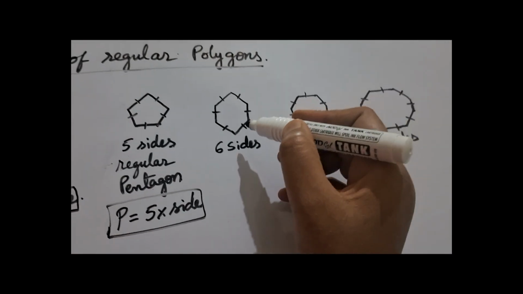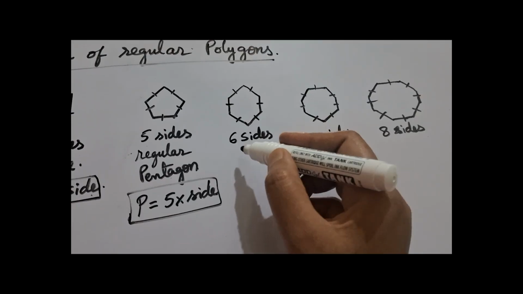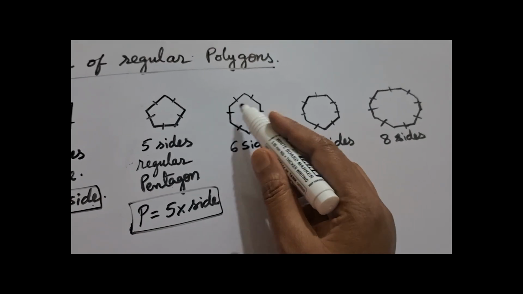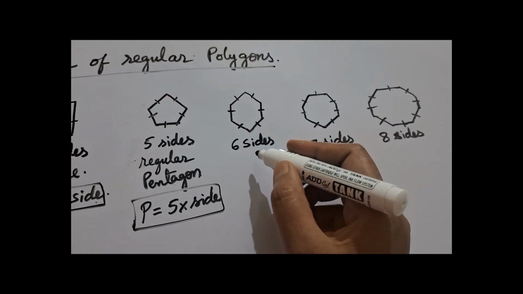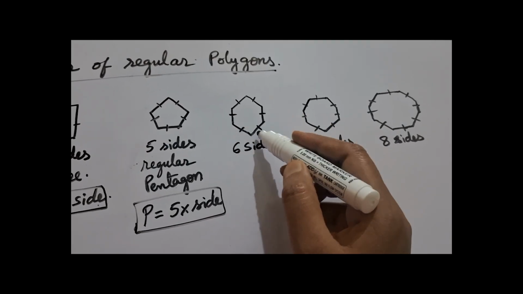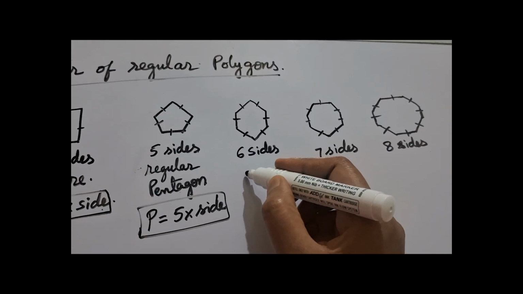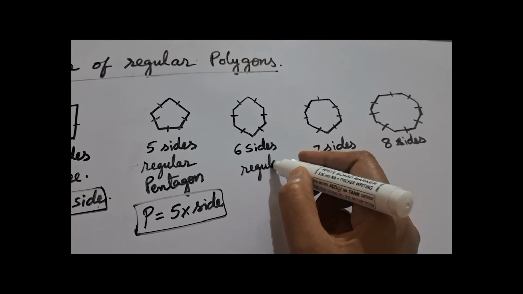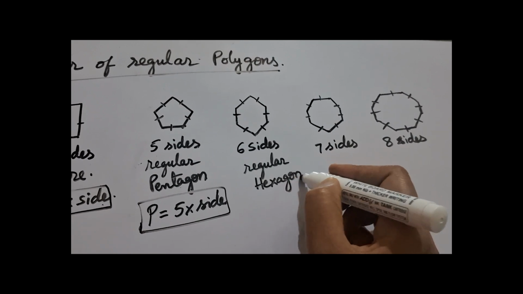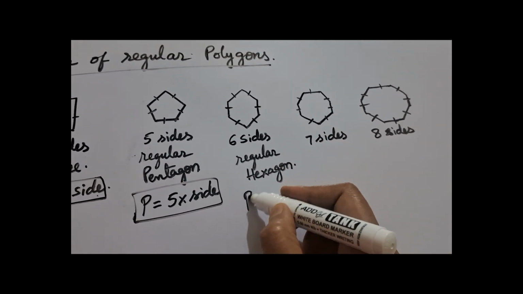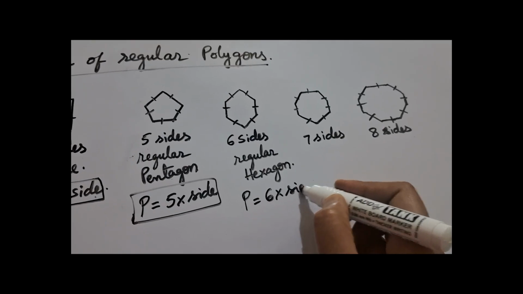Next, coming to this one, children. Now it is having 6 sides. A polygon which is having 6 sides is called as hexagon. And if all the sides are same, equal length, then it is called as regular hexagon. The perimeter of regular hexagon will be 6 into side.